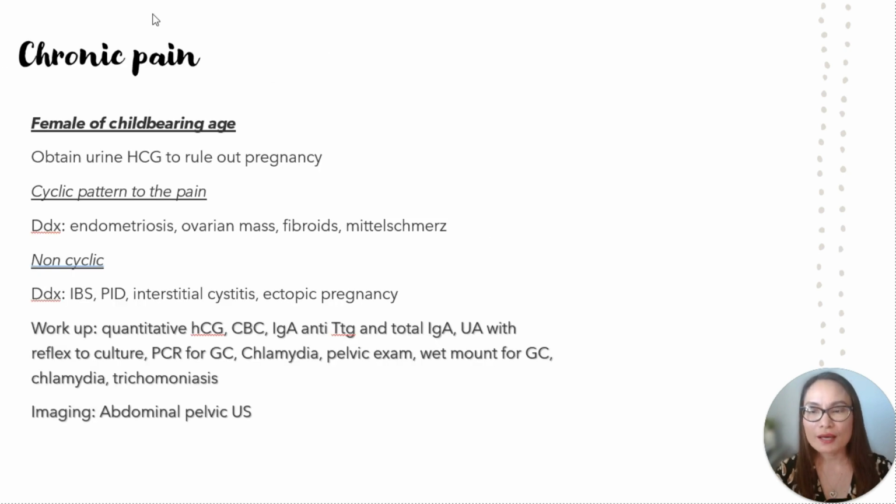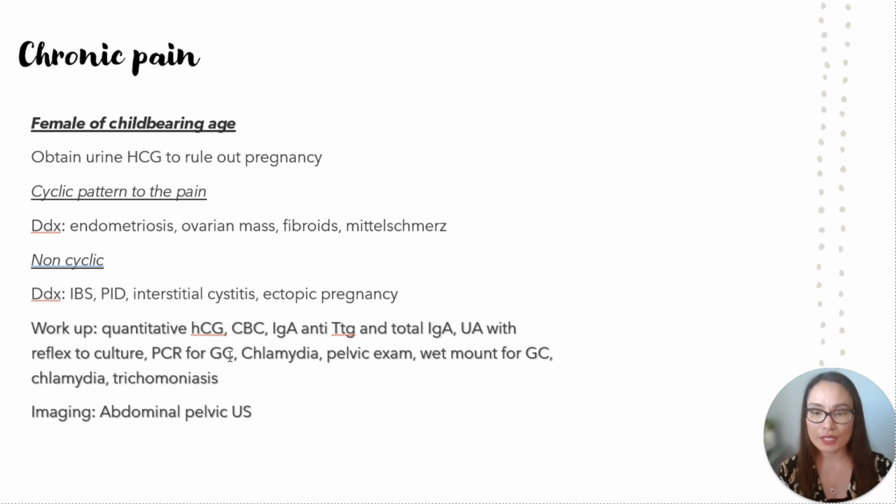So if the patient has chronic lower abdominal pain and is a female of childbearing age, you obtain urine HCG to rule out pregnancy. Okay, if the pattern is cyclic, you can consider in your differential endometriosis, ovarian mass, fibroids, or Mittelschmerz. If non-cyclic, your differential should include IBS, PID, interstitial cystitis, and/or ectopic pregnancy.